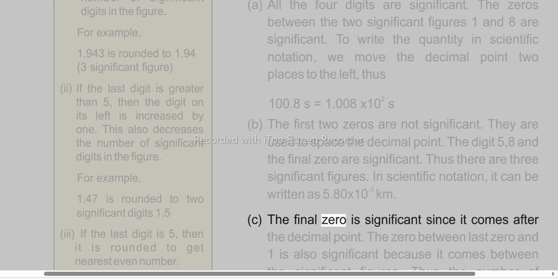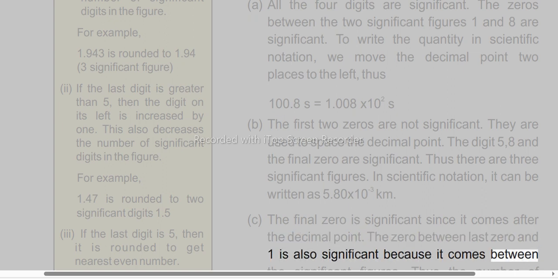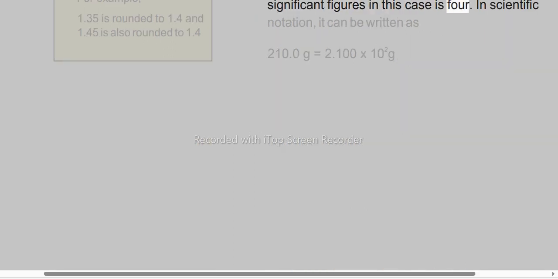C. The final zero is significant since it comes after the decimal point. The zero between the last zero and 1 is also significant because it comes between the significant figures. Thus the number of significant figures in this case is 4. In scientific notation, it can be written as 210.0 g is equal to 2.100 times 10 squared g.